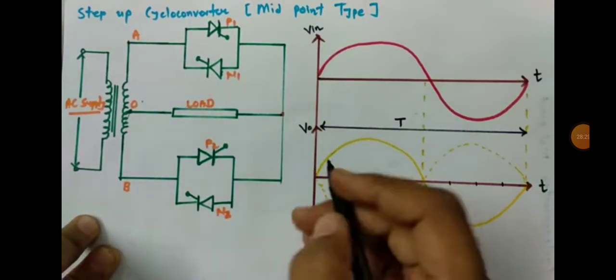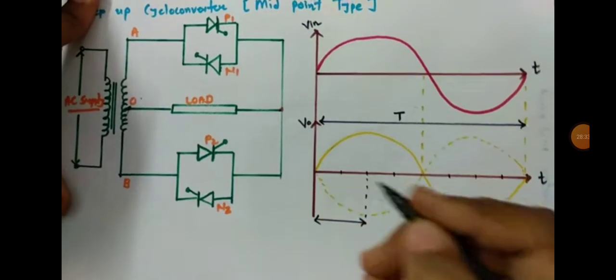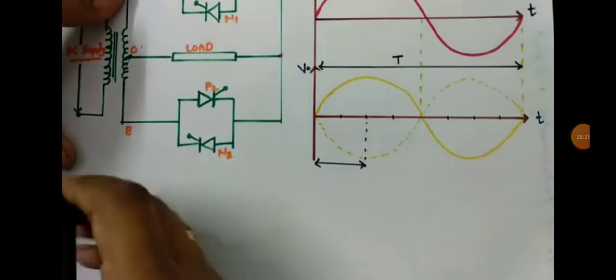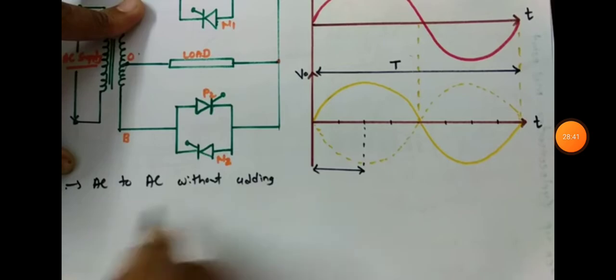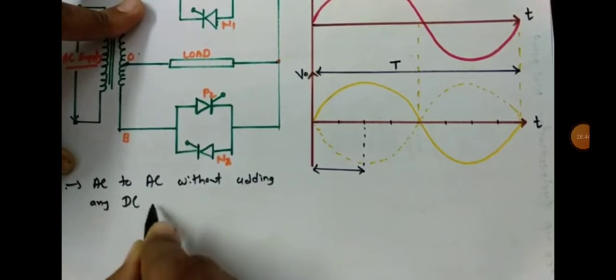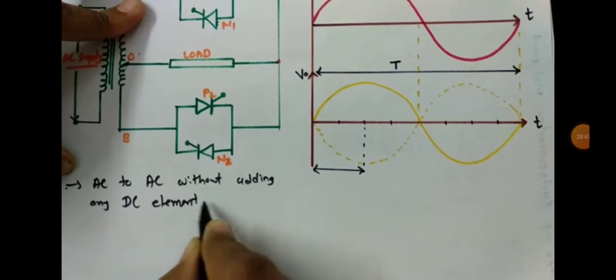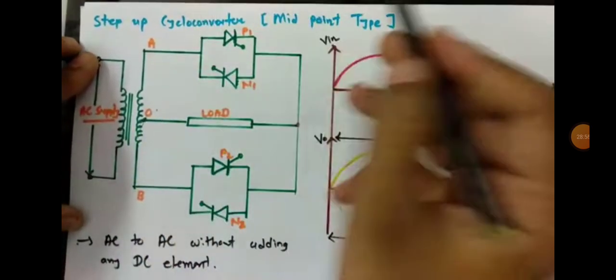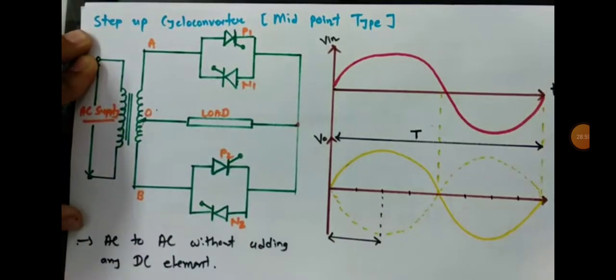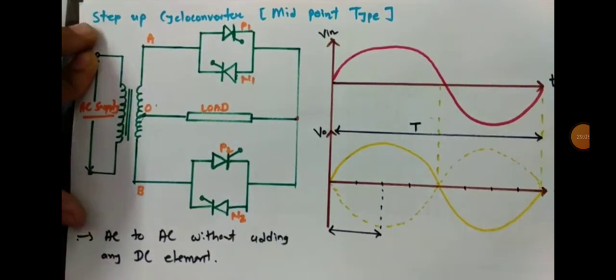Now what is cycloconverter? Cycloconverter is a circuit which converts AC to AC without adding any DC element. Now here I will be explaining step up cycloconverter. Step up cycloconverter means output frequency of cycloconverter will be higher than input frequency.